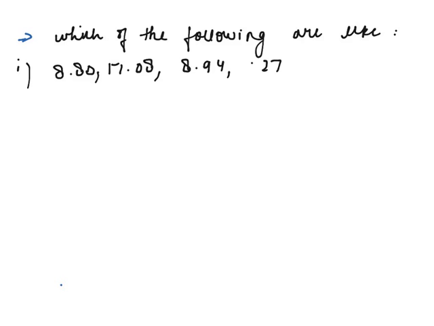In the first question, we have to find out which of the following are like decimals. In the first case we have four numbers: 8.80, 17.08, 8.94 and 0.27. To check whether they are like decimals or not, we will check the number of digits after the decimal point. 8.80 has 2 digits after the decimal, 17.08 also has 2 digits, 8.94 has 2 digits, and 0.27 has 2 digits after the decimal point. So they are like decimals as they have an equal number of digits after the decimal.